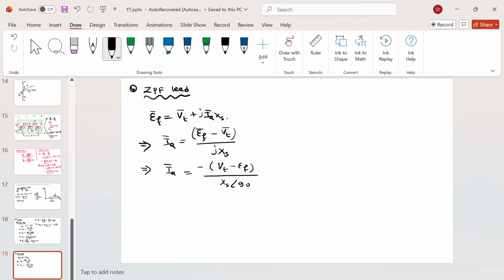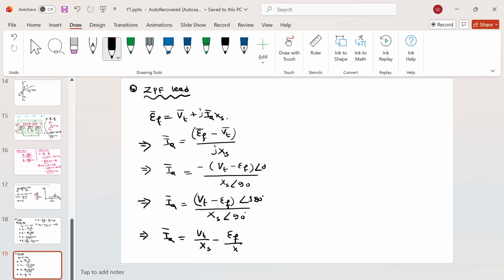And why did I not take the phasor? Because EF and VT are the same phasor, so there will be 0 degree only. Now for IA, this minus 1 I can consider as a 180-degree angle. So VT minus EF at 180-degree angle by XS at 90 degree. So IA bar = (VT - EF) / XS at an angle of 90 degree. See here, your current angle is leading, 90 plus 90 degree. That means it is purely capacitive.